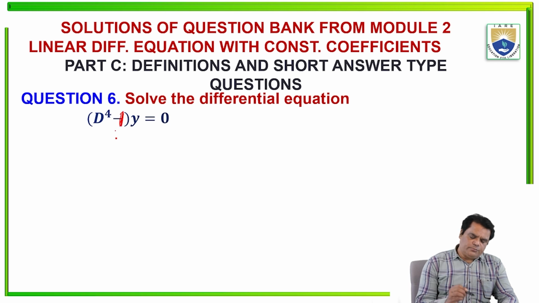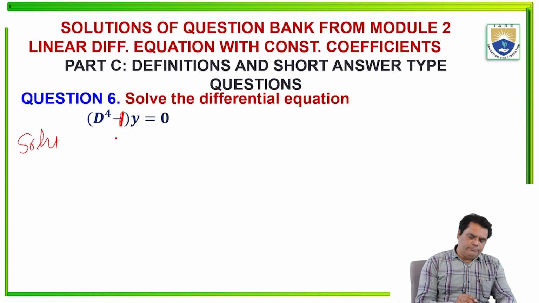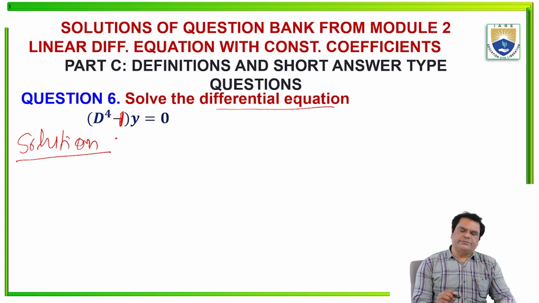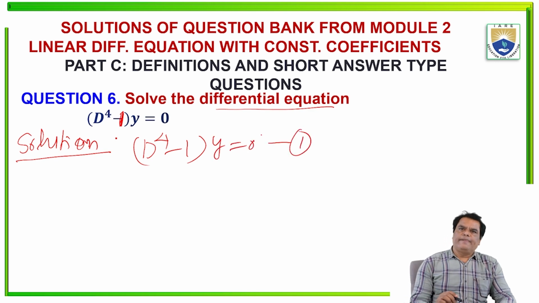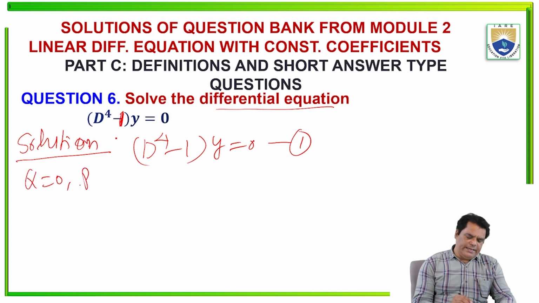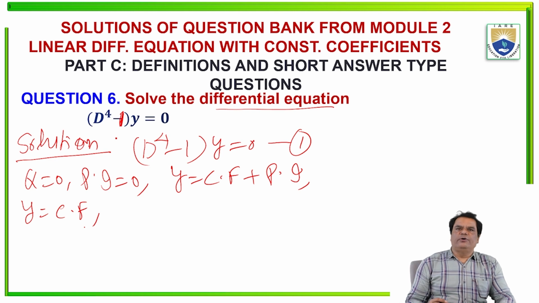Solving this question here. Question 6. Solution. Solving the differential equation: D to the power 4 minus 1 into y equal to 0. This is 1. So now, first of all, Q is here 0, so PI is 0. Y is equal to CF plus PI, but PI is 0 here, so y is equal to only CF.